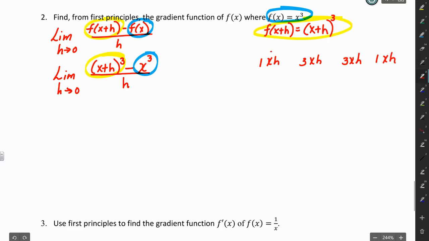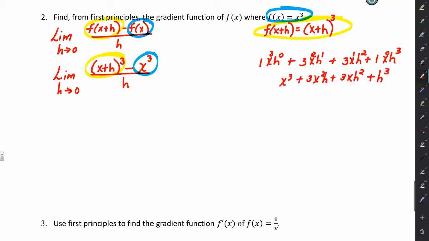And I'm going to start at 3 for x and work my way down to 0. I'm going to start at 0 for h and work my way up to 3. And then I'm going to clean that up. So that's the expanded x plus h cubed.